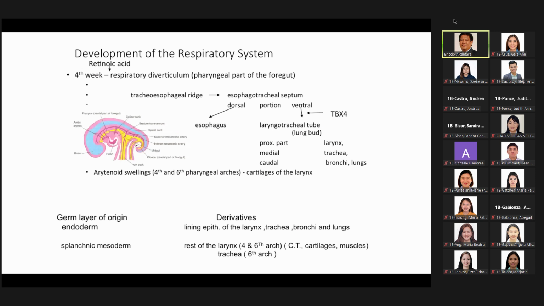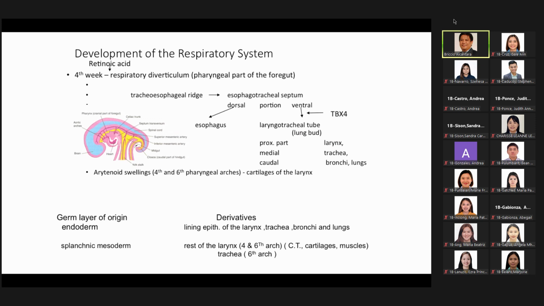So, these are the intent you should be able to discuss afterwards. And if you notice this slide, if you look at your PDF file, you'll know that at the fourth week, you have your respiratory diverticulum, through the influence of your retinoic acid, coming out of the pharyngeal part of the foregut. Now, once you have your respiratory diverticulum, you're going to have a ridge, and that is your tracheoesophageal ridge, and this will be divided by your esophagotracheal septum into the dorsal part, which is the esophagus, and the ventral part, through the action of your TBX4, into your laryngotracheal tube.